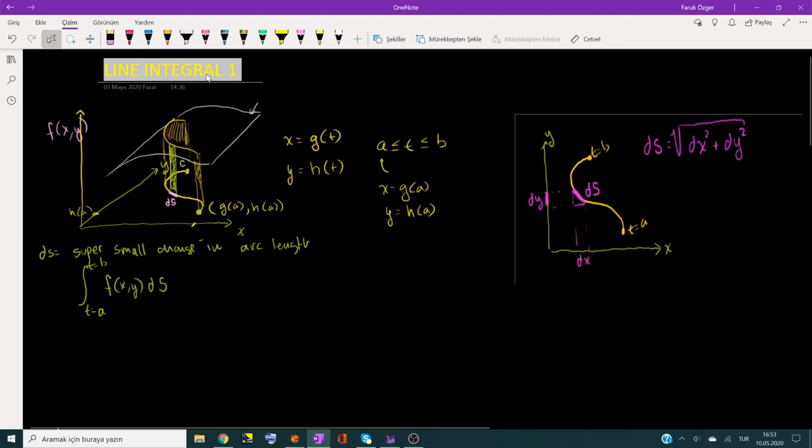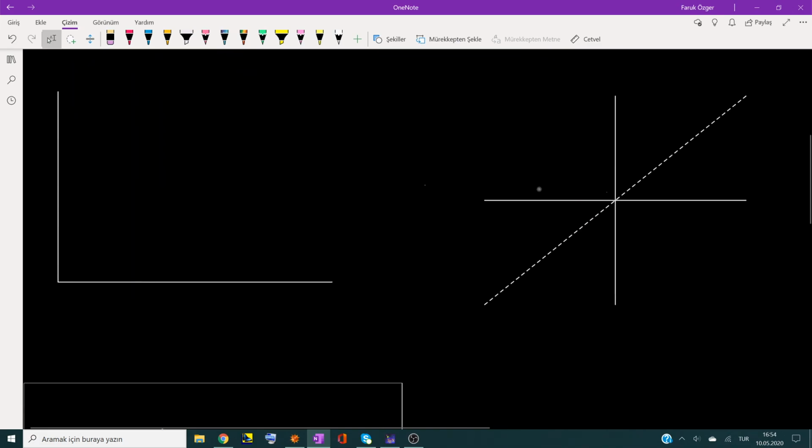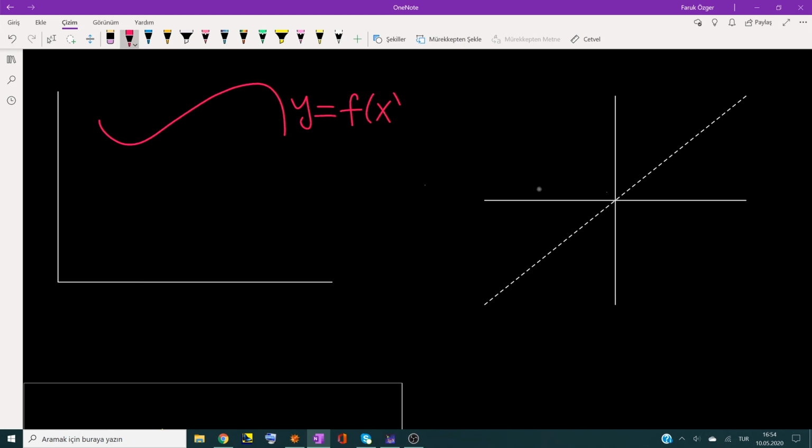Hello everyone, in this part I want to give the idea of line integrals of curves. Before going further, let me remind you the idea of area and volume. From calculus 1, we know how we compute the area under y equals f of x from the point A to B.